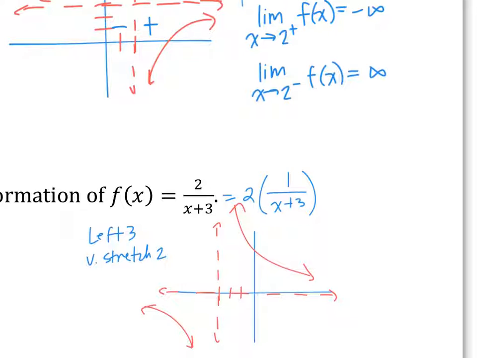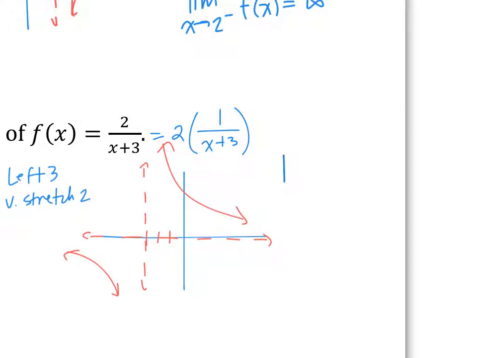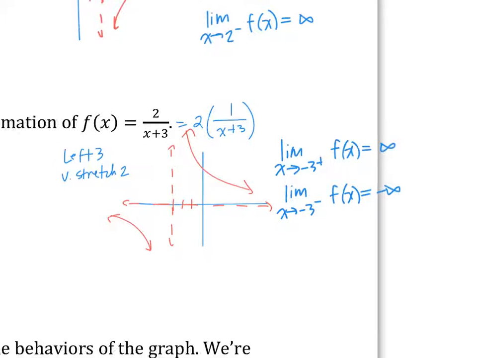Okay, let's have you guys try the last one. So limit as x is going to -3 from the positive side, f of x is going to infinity. And then limit as x is going to -3 from the negative side, f of x is going to -infinity. Good? All right, so this is new.